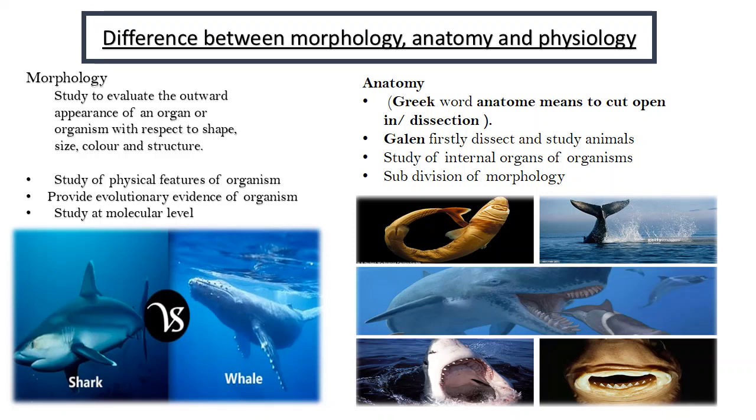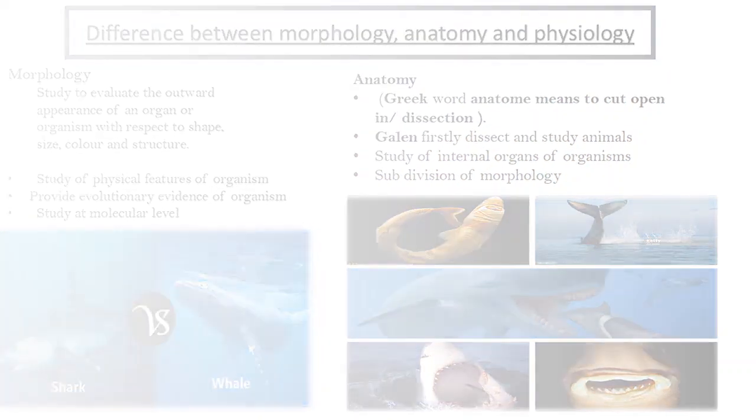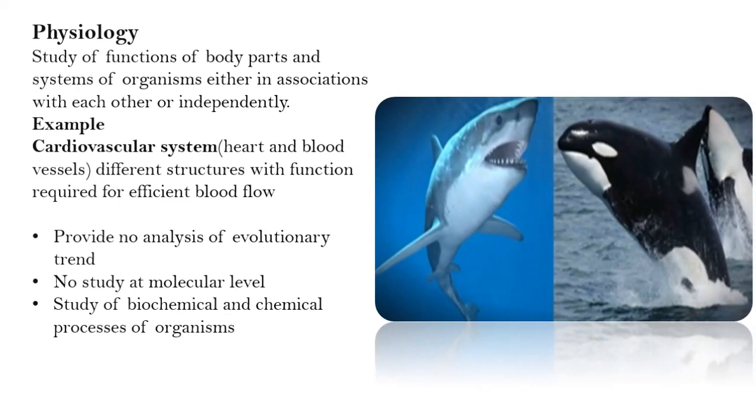And morphology can also be studied at the molecular level. When we study morphology internally at the molecular level, it is somewhat related to anatomy, but there is a minute difference: in general terms, morphology is the study of outer appearances, and anatomy is the study of internal organs. Next thing is physiology.